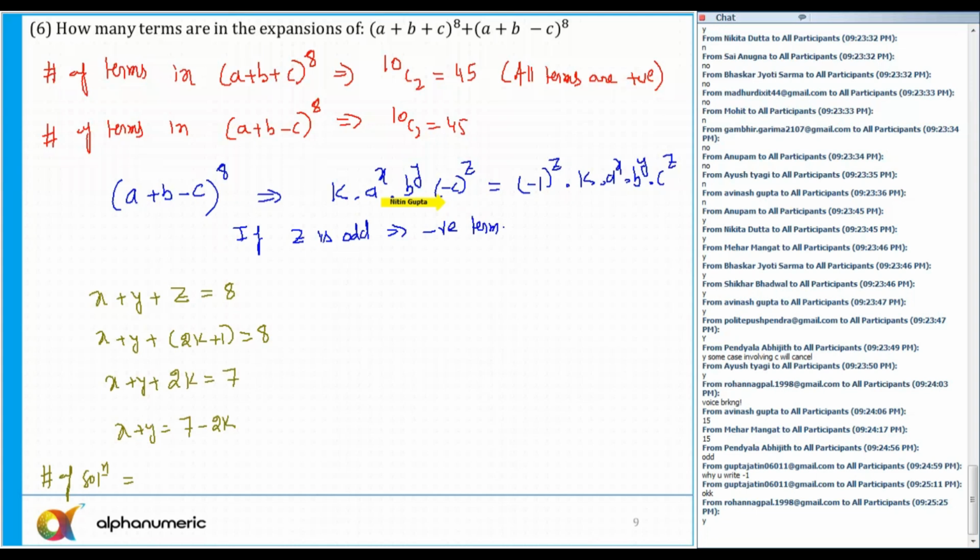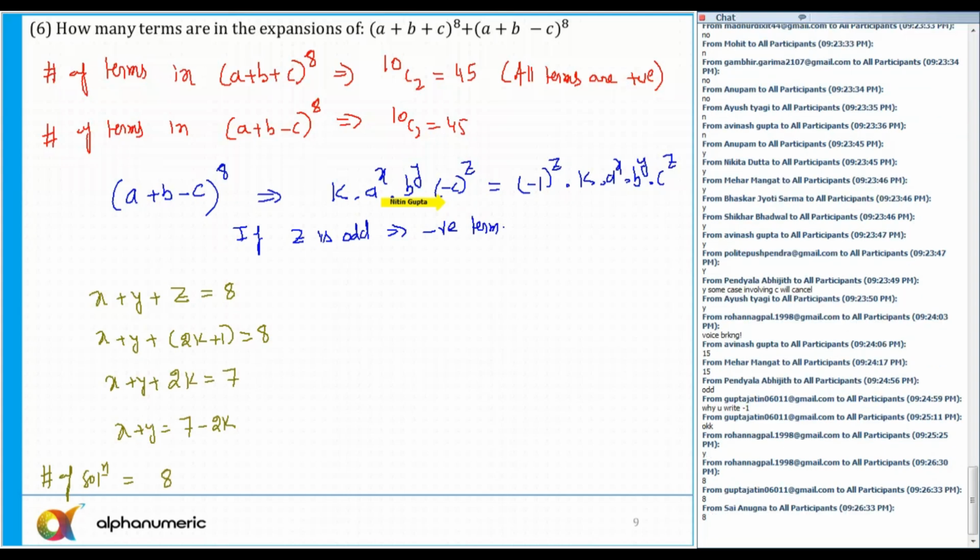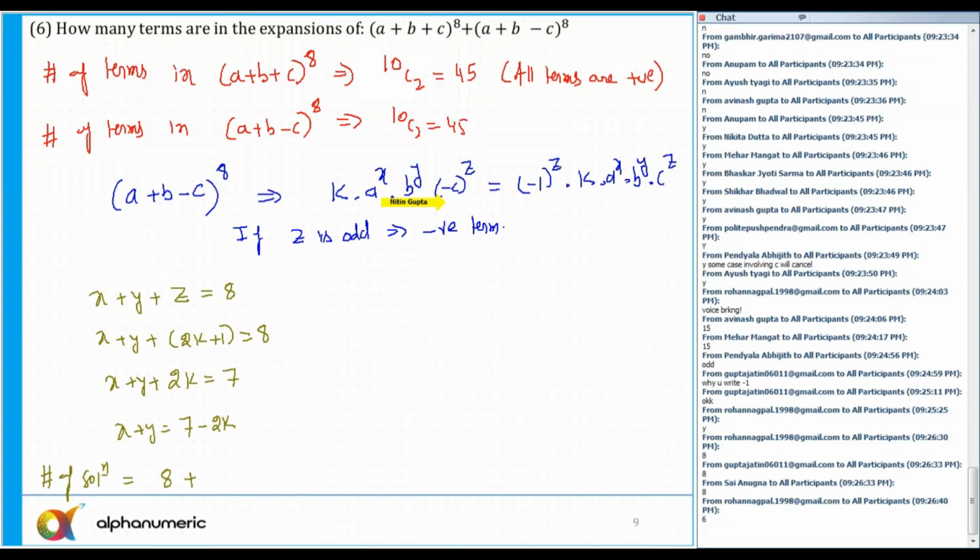So, how many solutions does this equation have? That is 8. Perfect. 8C1, because the sum of two variables is 7. So, I can say 8C1. When k is equal to 1, how many solutions will we get? 7 minus 2 is 5. So, x plus y equal to 5.